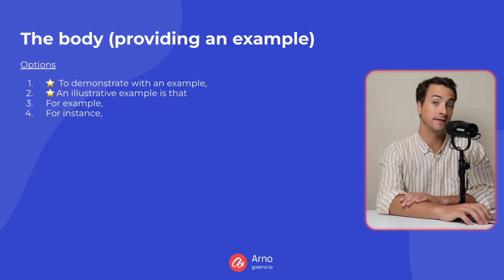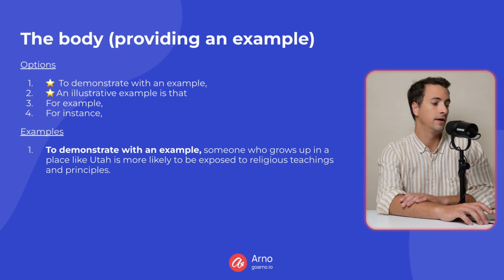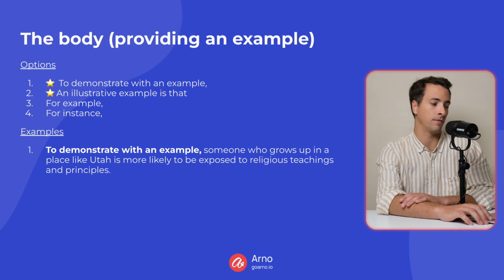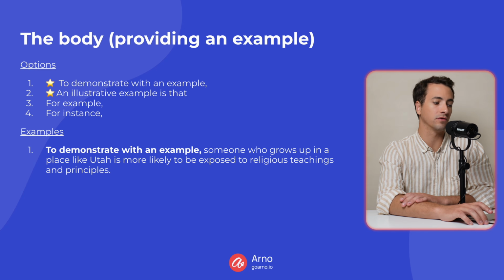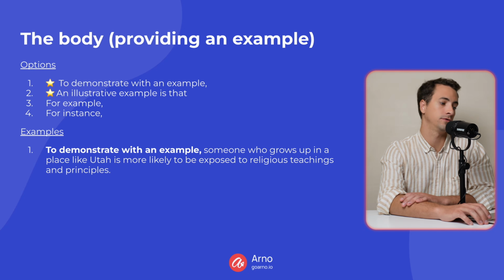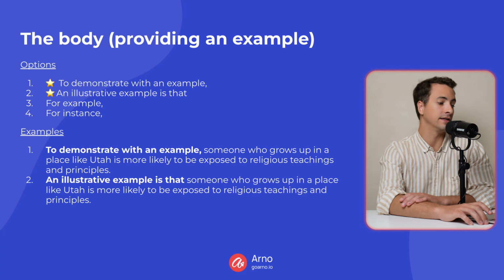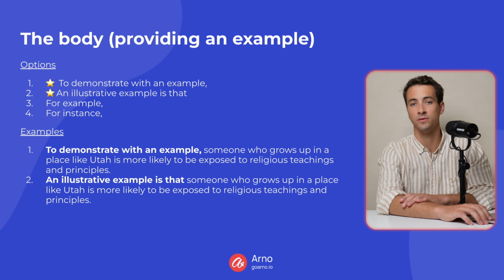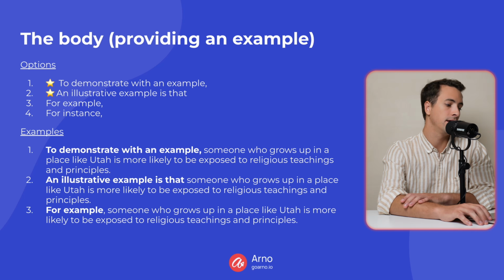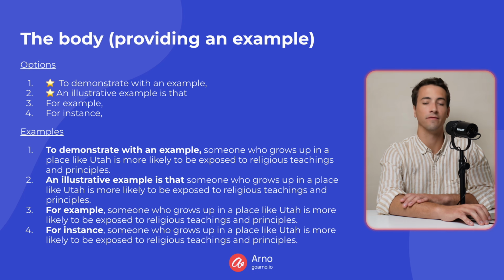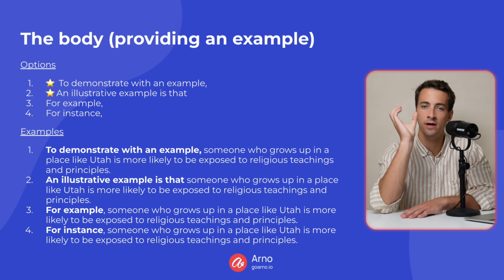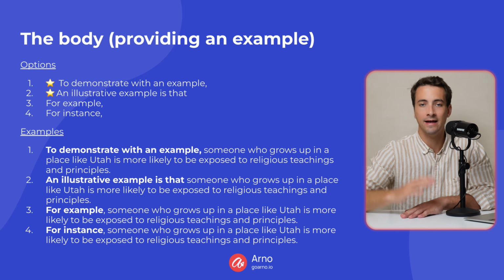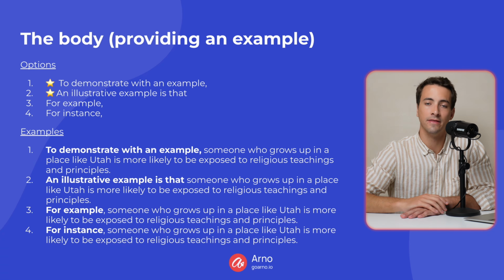And the full sentences would look like this. To demonstrate with an example, someone who grows up in a place like Utah is more likely to be exposed to religious teachings and principles. An illustrative example is that someone who grows up in a place like Utah is more likely to be exposed to religious teachings and principles. And same with for example and for instance. Like we saw before, you just put the template or the option at the beginning, and then the rest of the sentence is the same.